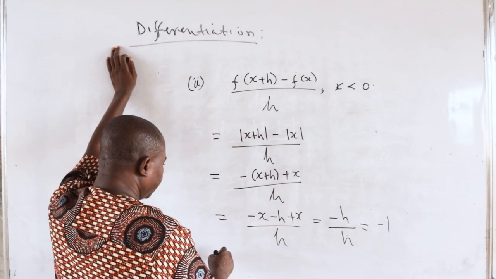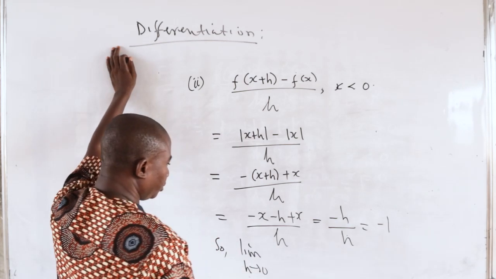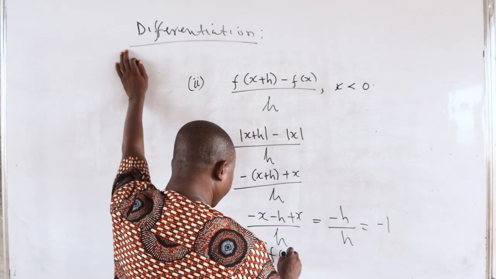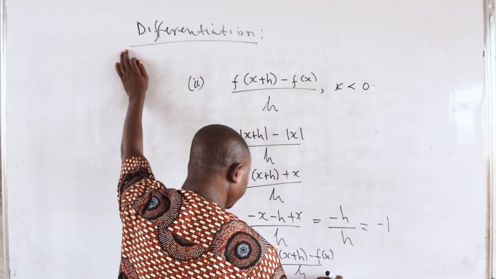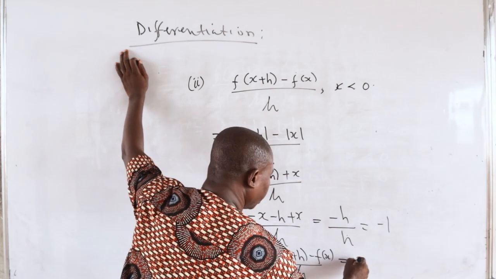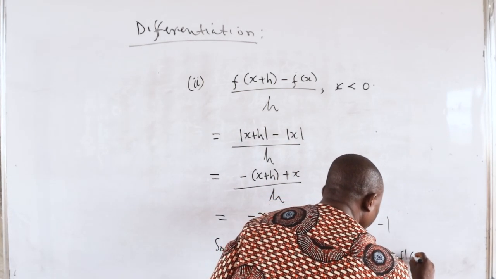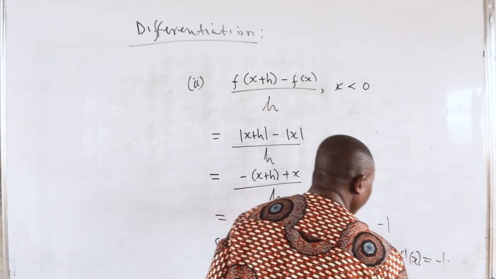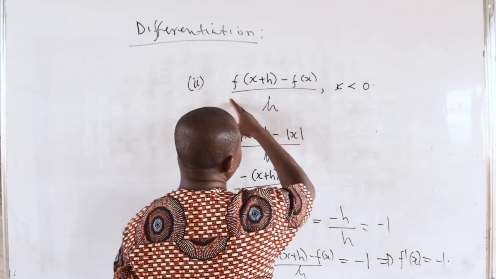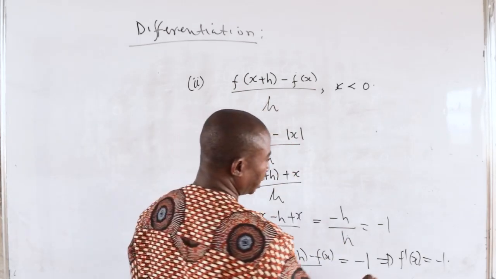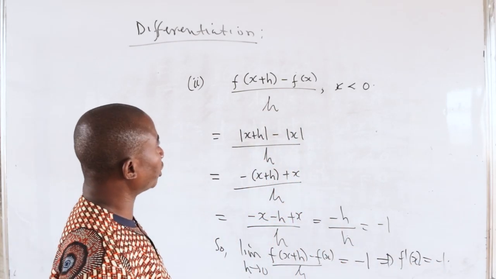So, if we take the limit as h tends to 0 of f of x plus h minus f of x divided by h, this limit is nothing but minus 1. And that means that f prime of x is exactly minus 1. So you can see now that when x is less than 0, the function absolute value of x is still differentiable, and therefore, the derivative is minus 1. So this is how we compute this derivative.